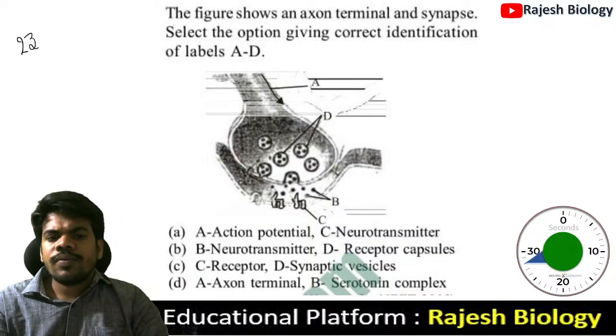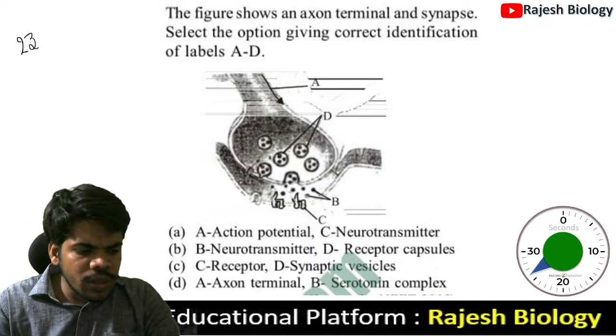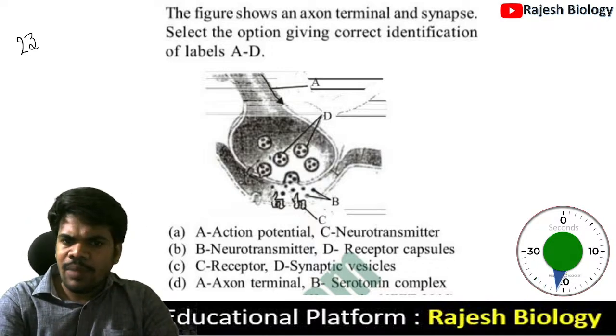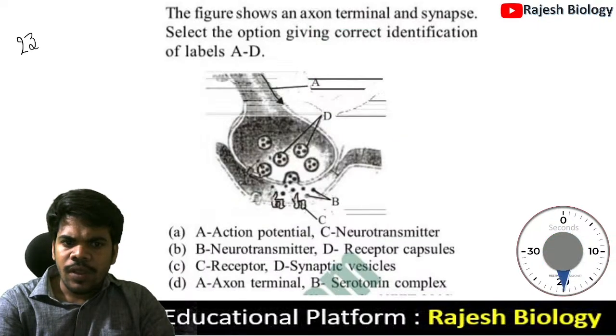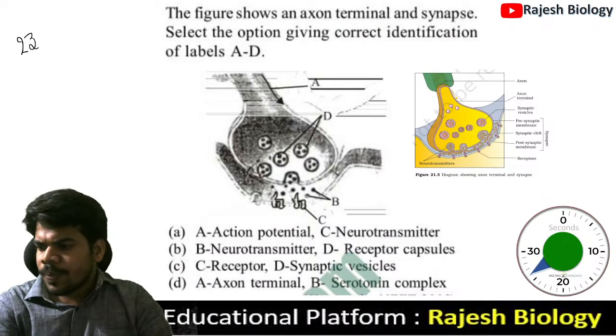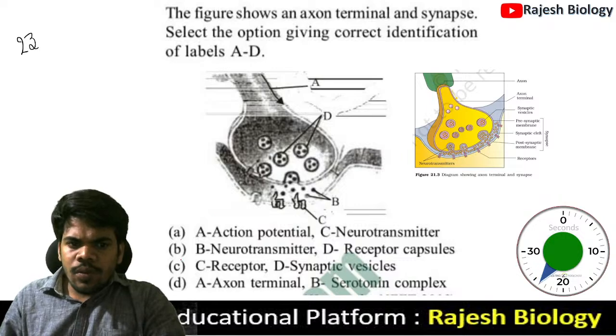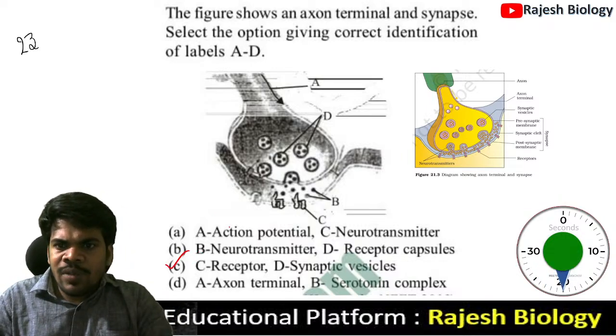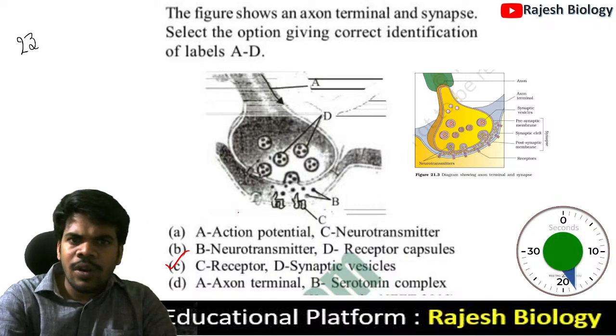Same question. 23rd question. Here also same question and same options, I think. Here A is receptor. Here C is receptor. Diagram is same. So C is receptor, D is synaptic vesicles. They only are correctly matched.